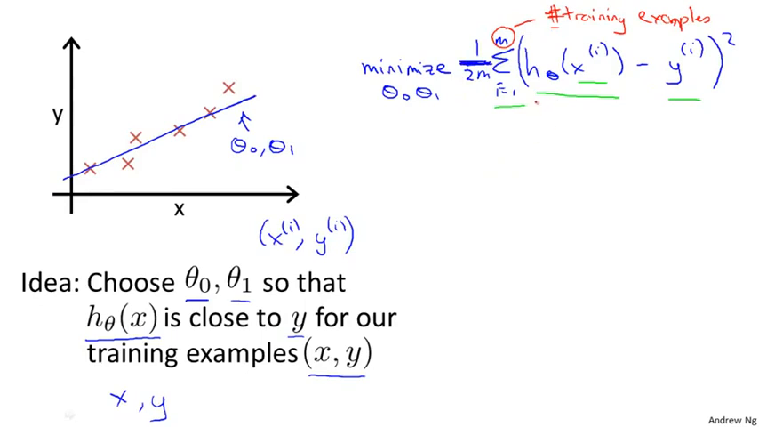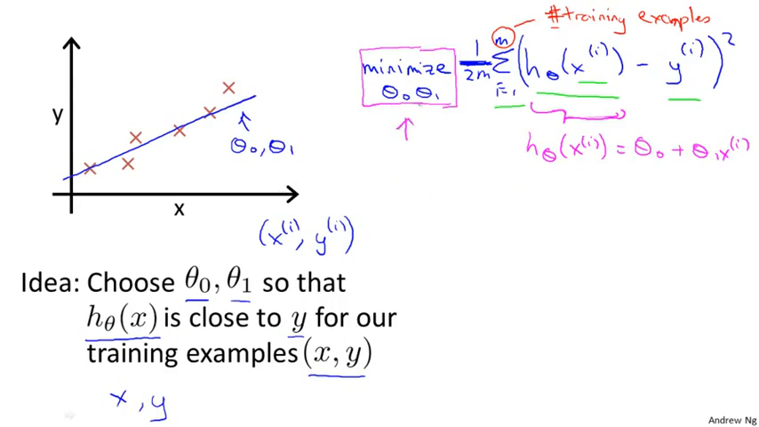This expression in here, h subscript theta of x, this is our usual, right? That's equal to theta 0 plus theta 1 x i. And this notation, minimize over theta 0 and theta 1, this means find me the values of theta 0 and theta 1 that cause this expression to be minimized. And this expression depends on theta 0 and theta 1.